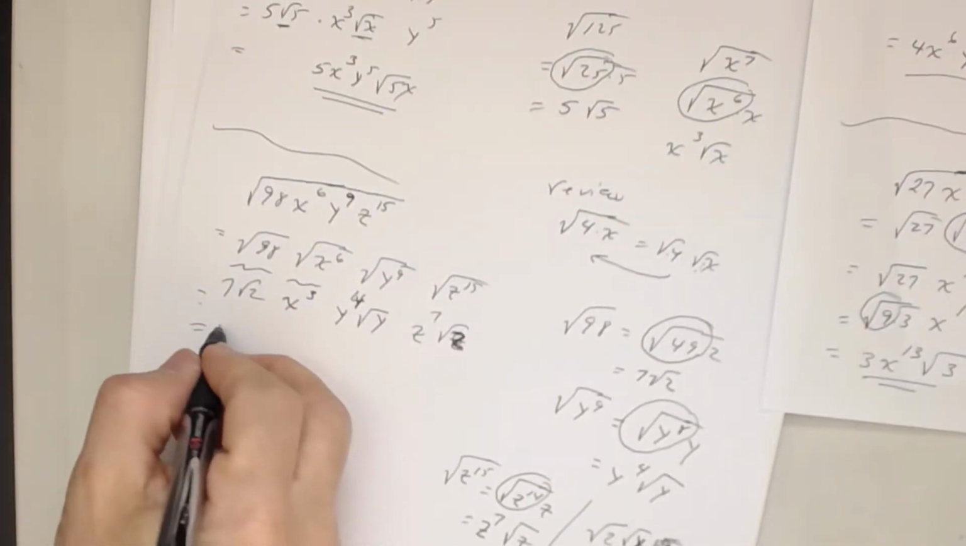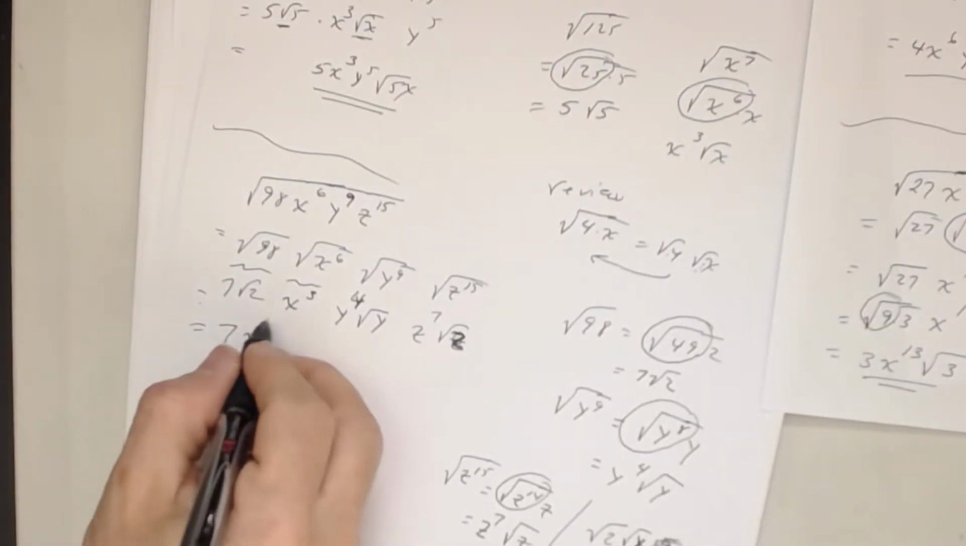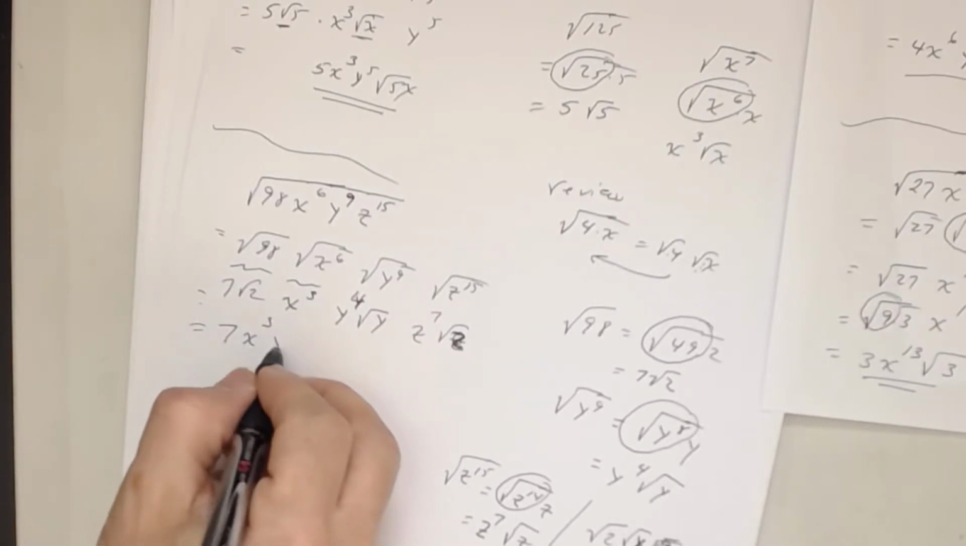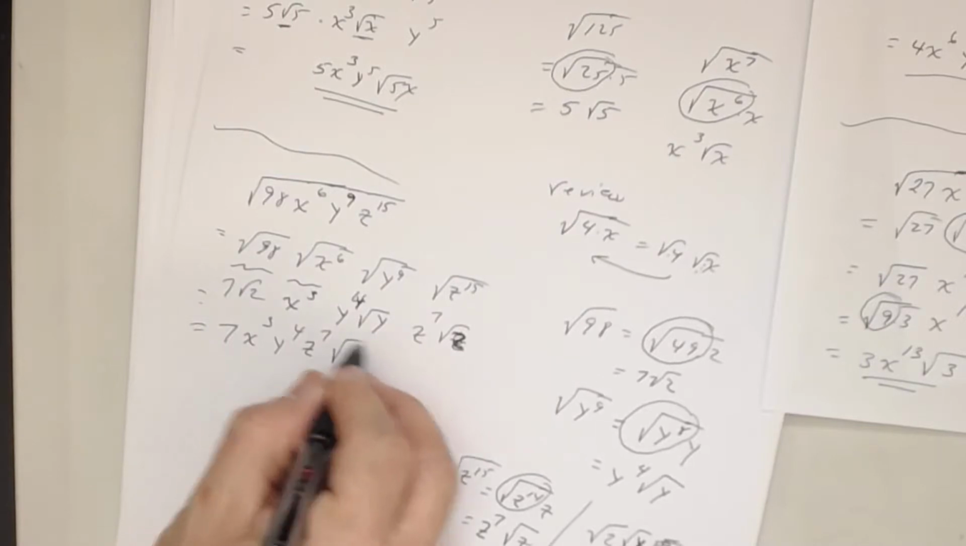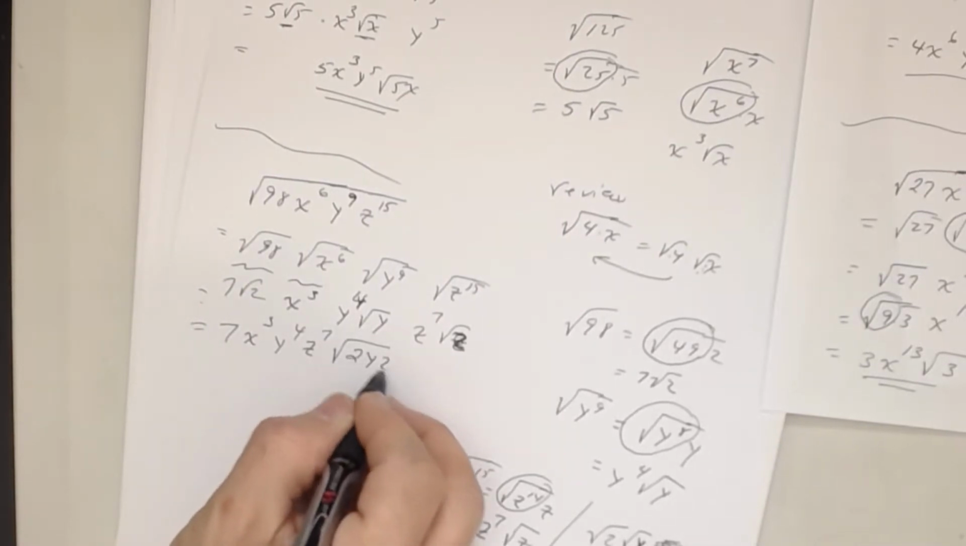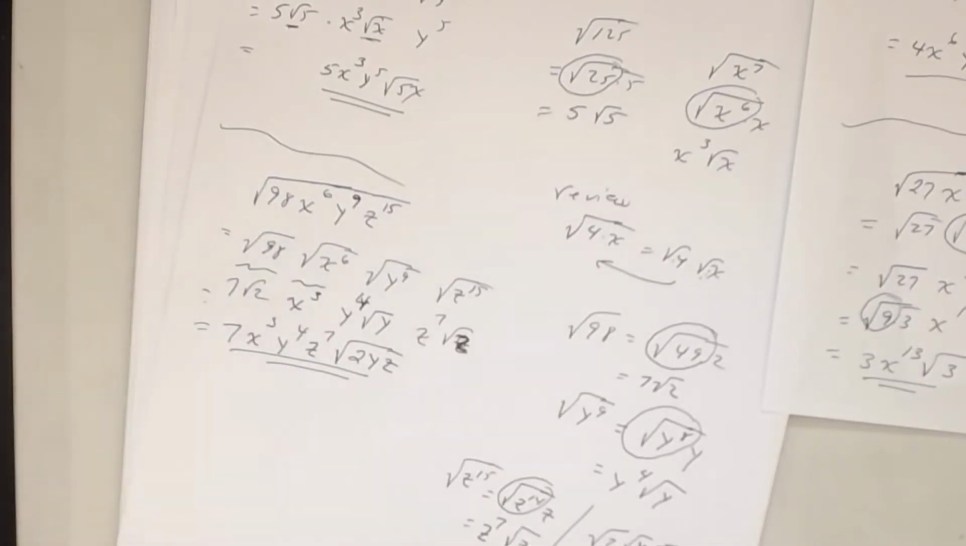So, to make it look better, though, remember the radical goes on the outside. So the square root of 2yz is going to go on the outside. So it's going to be your answer: 7, x to the 3rd, y to the 4th, z to the 7th, square root of 2yz. Okay? Any questions? That's all that is.